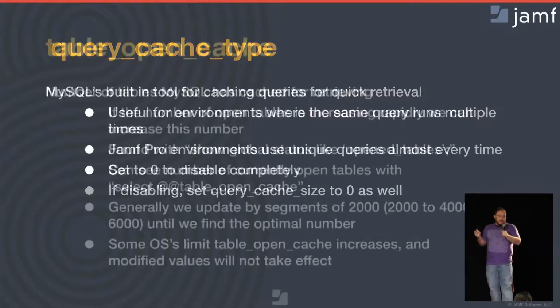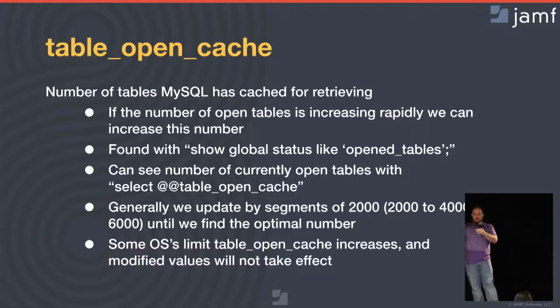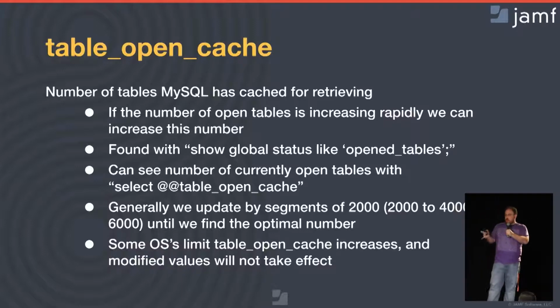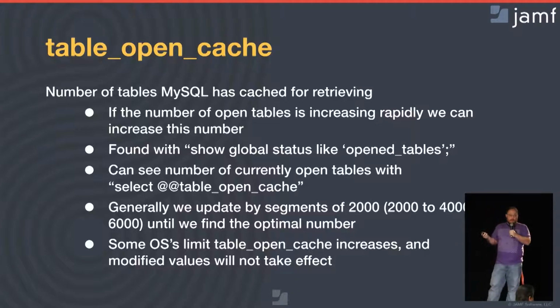Table open cache. Table open cache is the number of tables that SQL can have open simultaneously for easier retrievals. There are a couple of SQL queries. We have them listed here. Your support rep can get them to you anytime if you're curious about examining them yourself. Things we look for are the number of tables increasing rapidly at a very quick pace. Then we know that we need to increase this a little bit higher. We can also look at how many tables are currently open and then compare them to what the maximum value is, and increase it a little bit further as necessary.